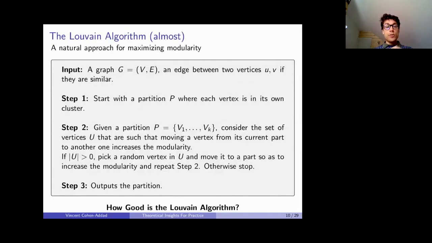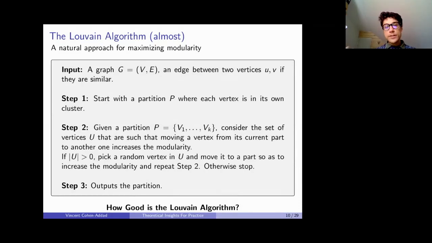Okay, so there is this algorithm that is a very natural approach. It's called the Louvain algorithm, because the people who designed it were in Louvain, in Belgium. And so it's a natural approach for maximizing modularity. It's very simple. So this is not quite the Louvain algorithm. It's a slight variation, a more simplified variant that I just present here for the sake of simplicity of the talk, and just to give you high-level intuition.